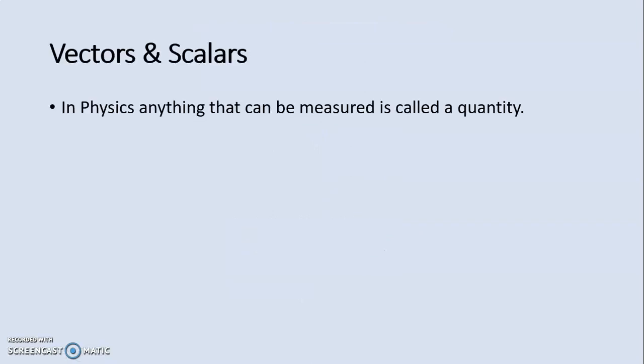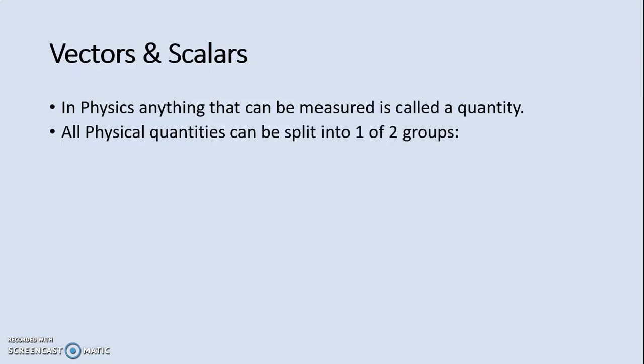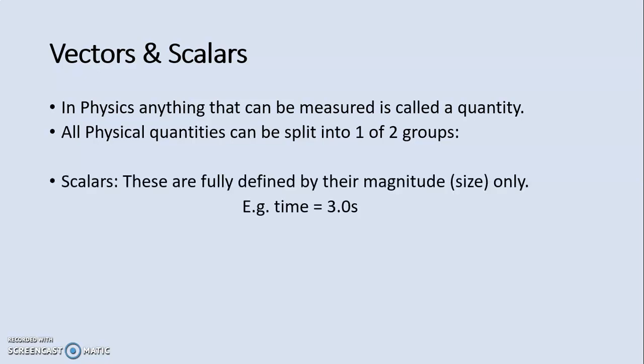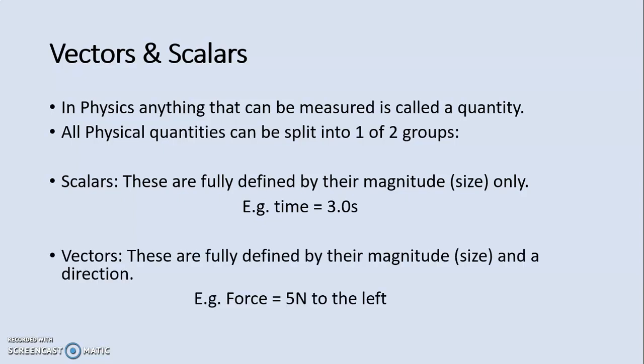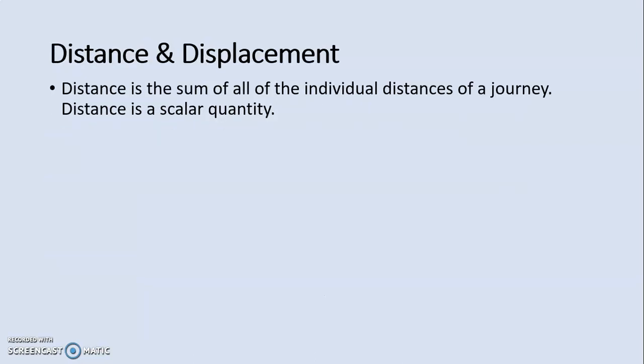Okay, vectors and scalars. In physics, anything that can be measured is called a quantity or a physical quantity. All physical quantities can be split into one of two groups. Either scalars, these are fully defined by their magnitude, which just means size only. So for example, a time of 3 seconds. Vectors, these are fully defined by their magnitude and a direction. So for example, we might have a force of 5 newtons to the left.